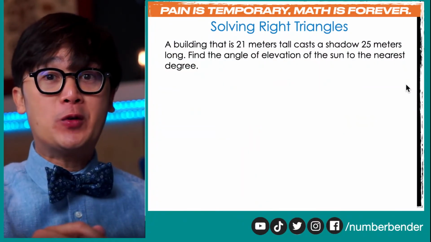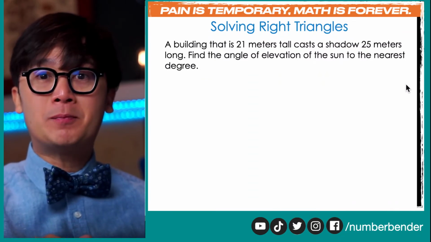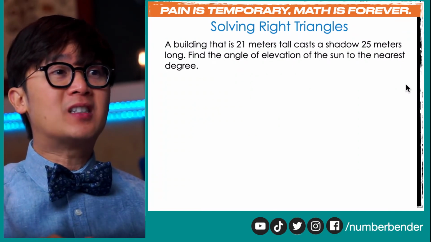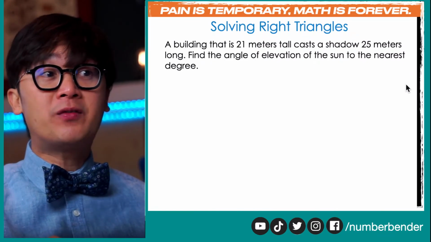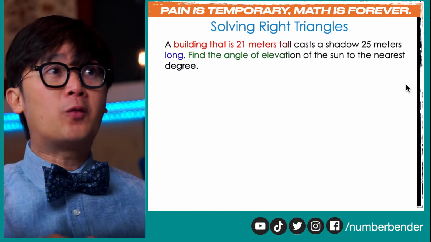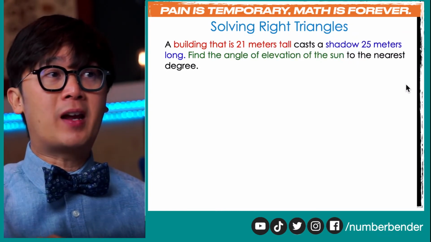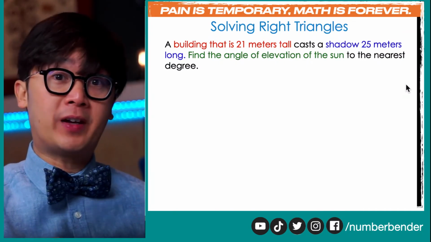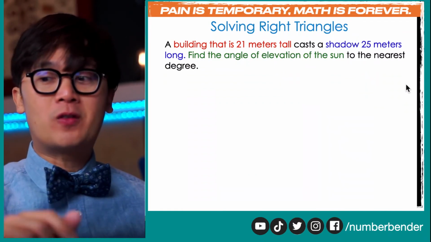And for our new problem, we have a building once again, and this building is 21 meters tall and casts a shadow 25 meters long. We need to find the angle of elevation of the sun to the nearest degree. Here we have the height of the building and the length of the shadow cast by that building, but this time we're working on the angle of elevation formed by the sun to the building.